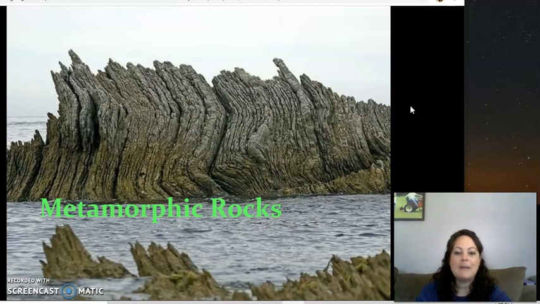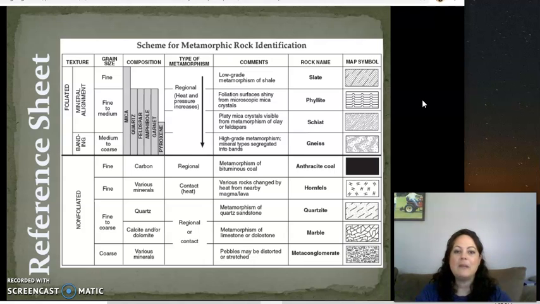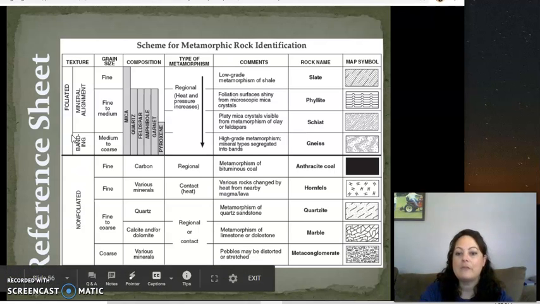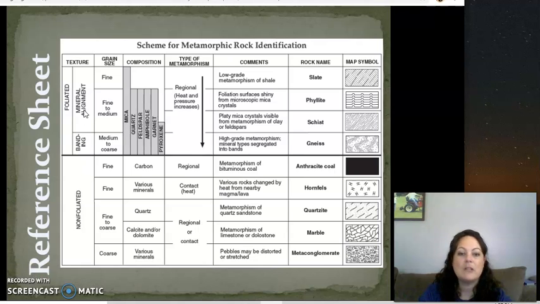And finally, we're going to talk about metamorphic rocks. So the scheme for metamorphic rock identification, you're looking for foliation. So over here we have non-foliated and foliated. Foliated is the banding or alignment of minerals. They look like little scratches on the mineral surface.